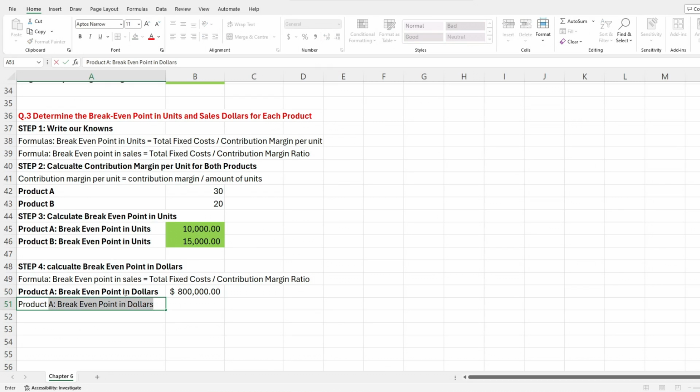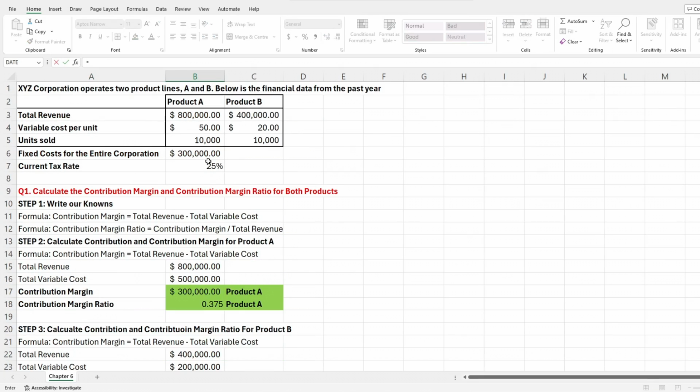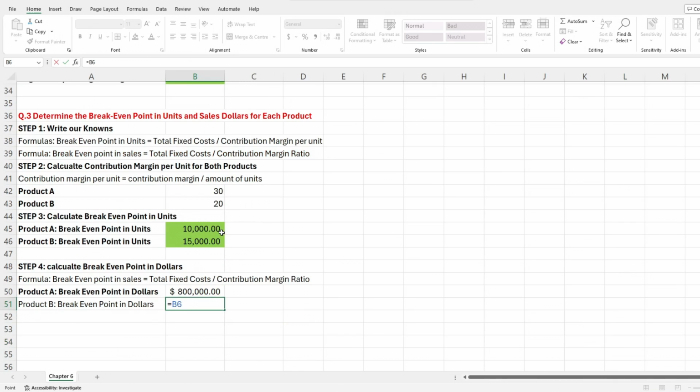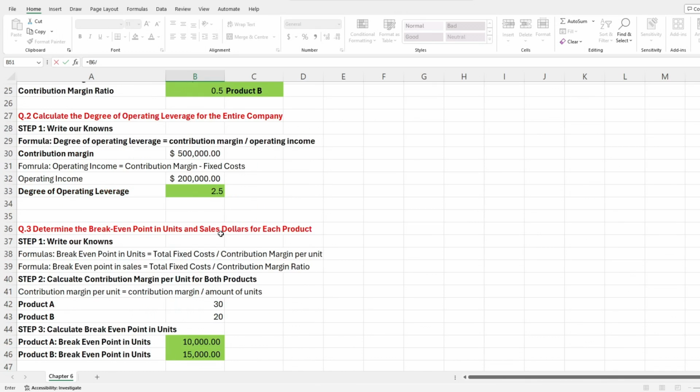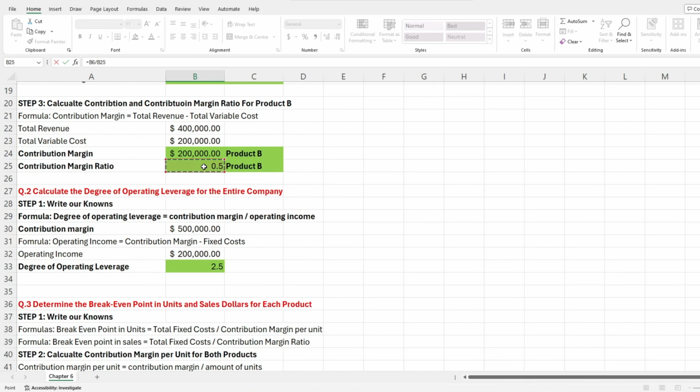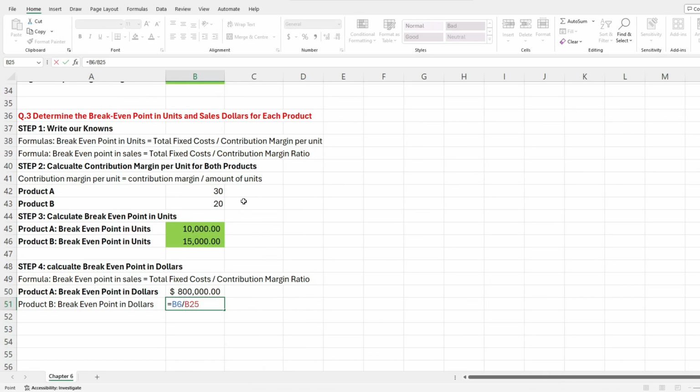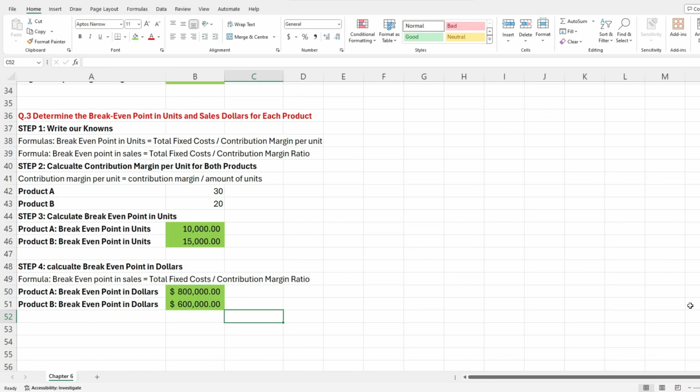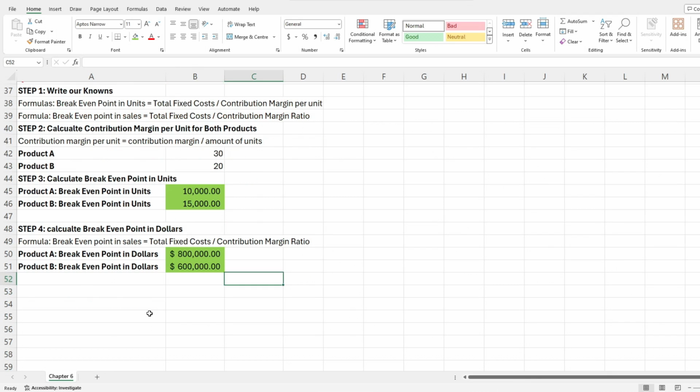And then for product B, break-even point in dollars. Total fixed cost, it's going to be the exact same thing. So 300,000 divided by your contribution margin ratio. So we can go on top again, 0.5. So you can see here. That gives us 600,000. Right, so I'll highlight that as well. All right, so that's it for question 3.